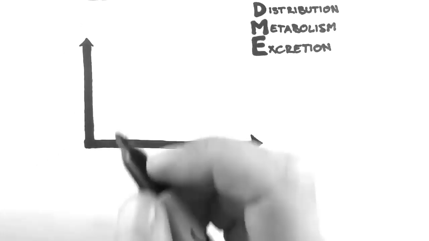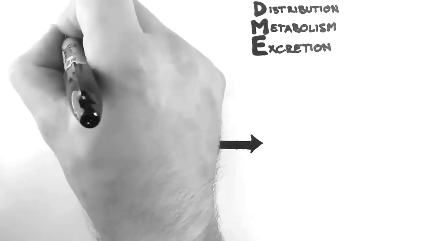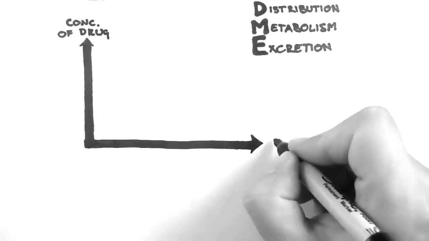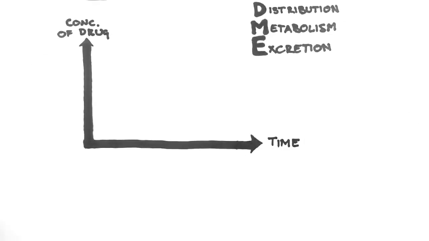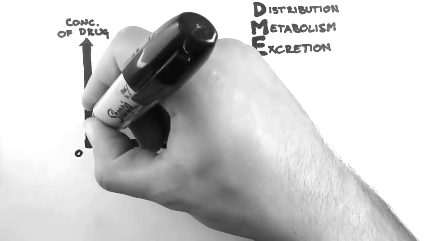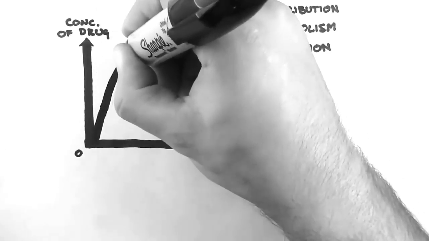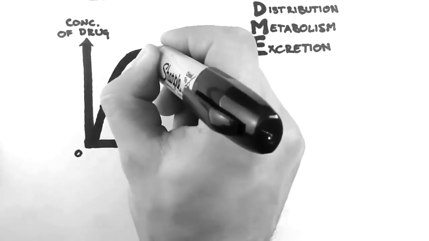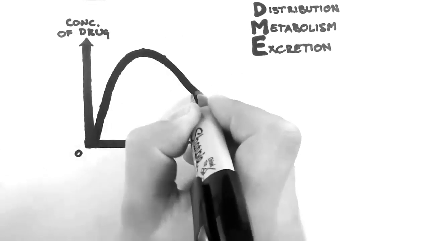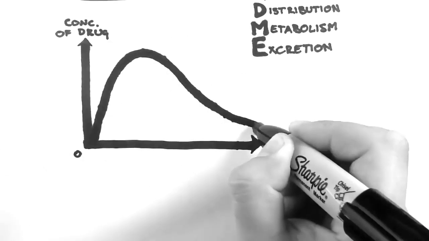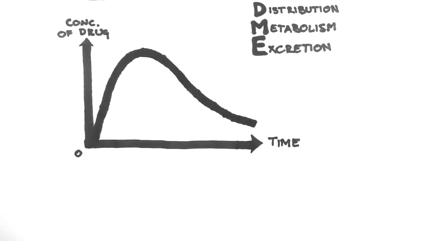And here on the y-axis, we have the concentration of drug within the body. And on the x-axis, we have time. So if we give a person a drug at time 0, then we will see the concentration of the drug go up, and then it will fall slowly as the drug is removed from the body. And that's what we see on this graph.